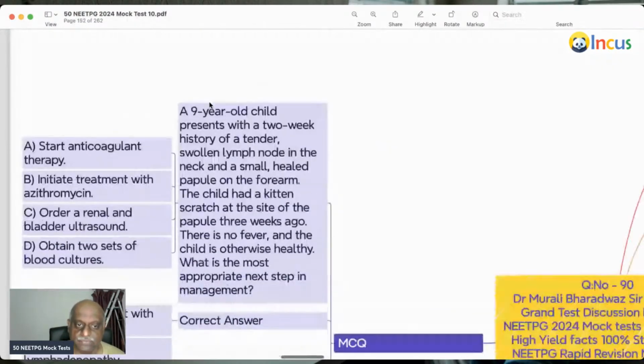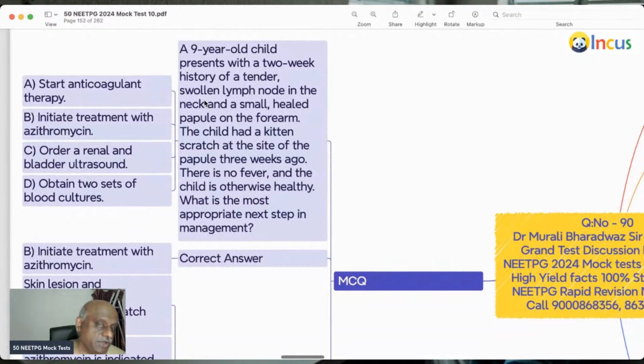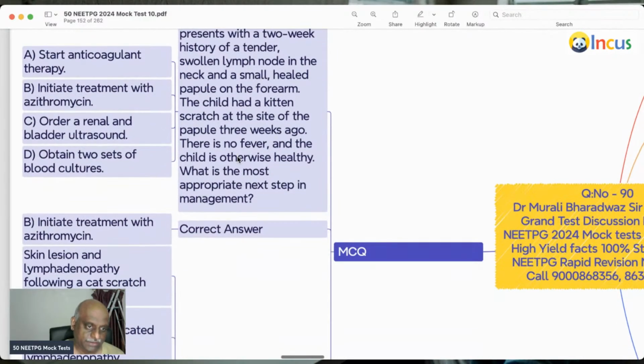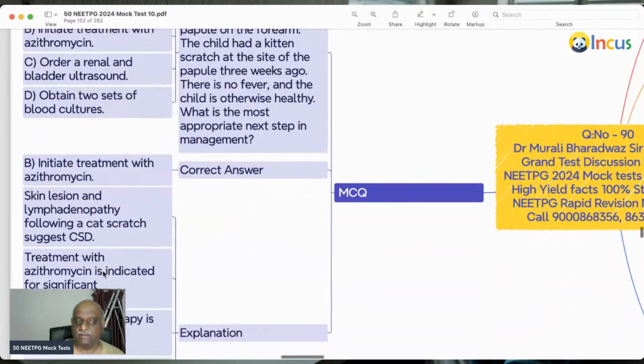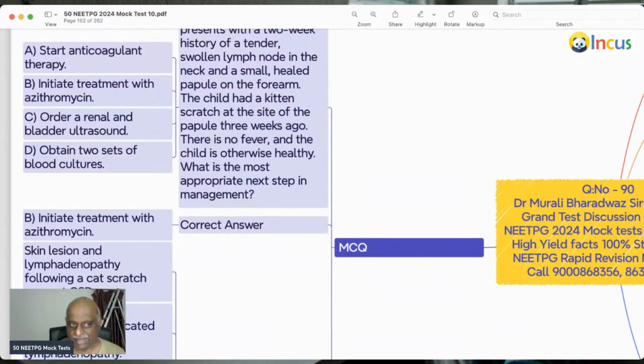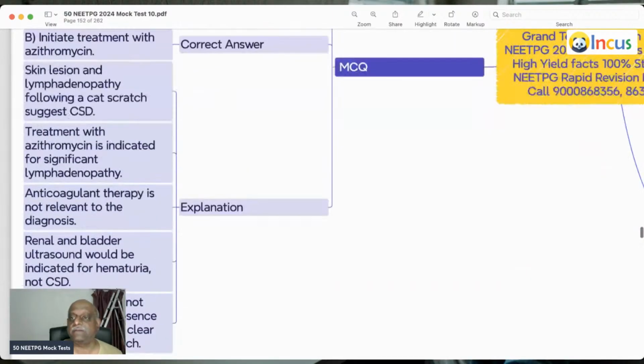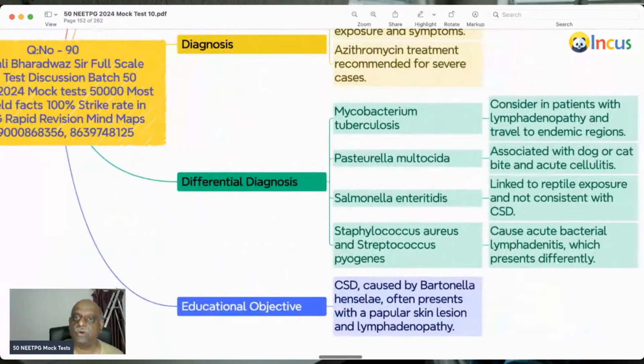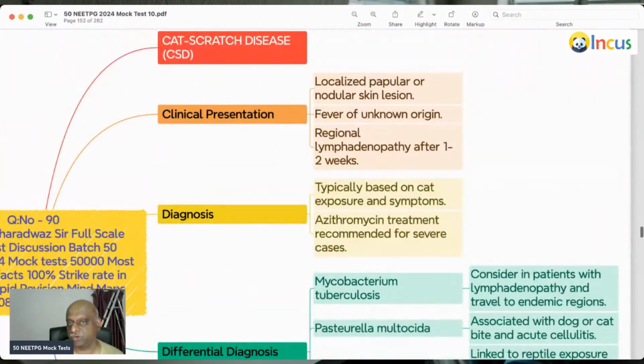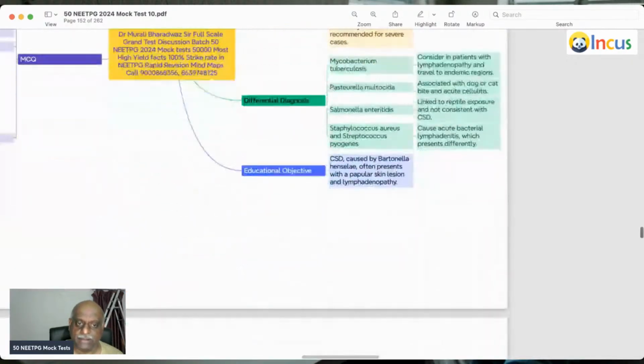Now, doctor, a 9-year-old with a 2-week history of tender swollen lymph node. So skin lesion, lymphadenopathy after cat scratch is cat scratch disease. Initiate treatment with azithromycin, which is the treatment of choice. Azithromycin is the treatment of choice is what you need to remember.